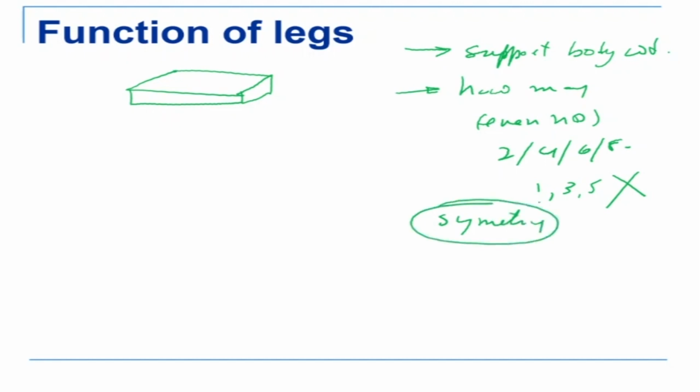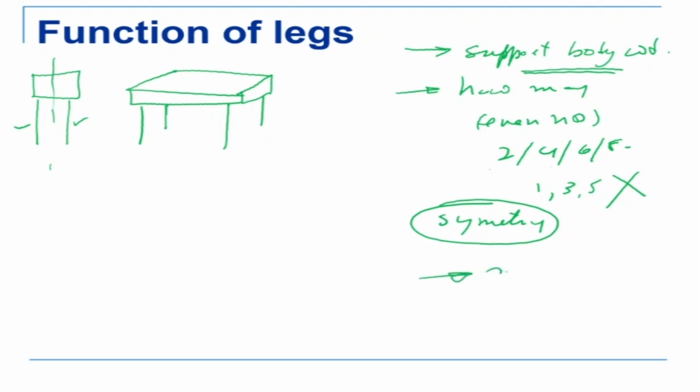If I have 4 legs, I have 1 here, 1 there, 1 here, and 1 there. Or I can have 2 legs which are standing like this and like this. So you have an even number of legs, 2, 4, 6, 8, because of symmetry, so that the load is equally distributed between this leg and this leg. That is the first function of legs, to support the body weight. Basically it's an even number, 2, 4, 6, 8, like that.